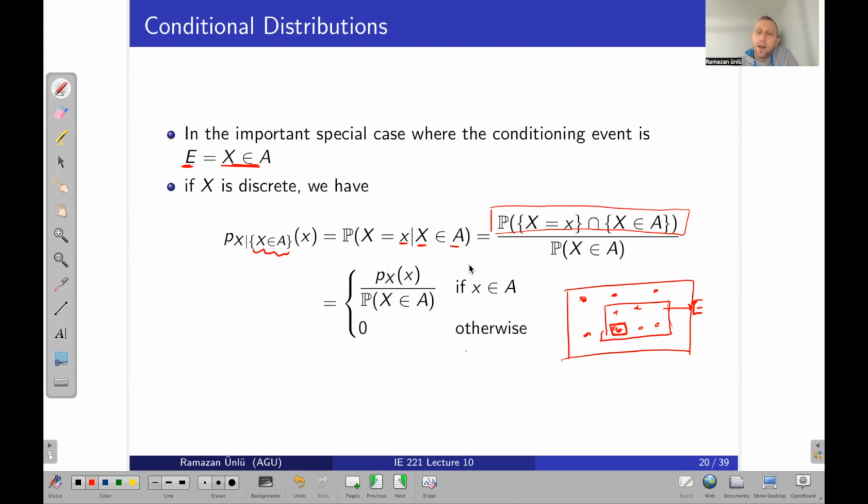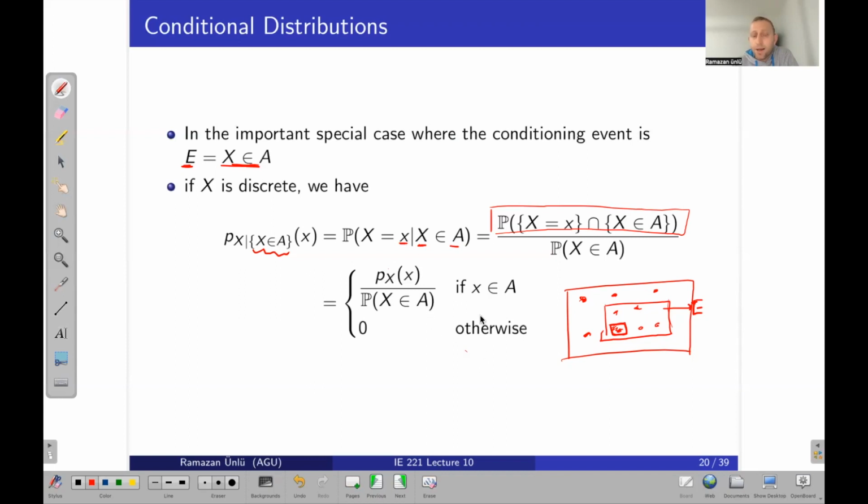And then I have the probability of X in A in the denominator. So if X takes values from this region, I know that the conditional probability can be calculated as the probability of X divided by the probability of X in A.